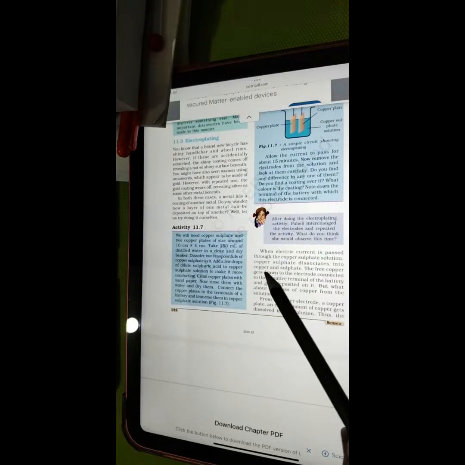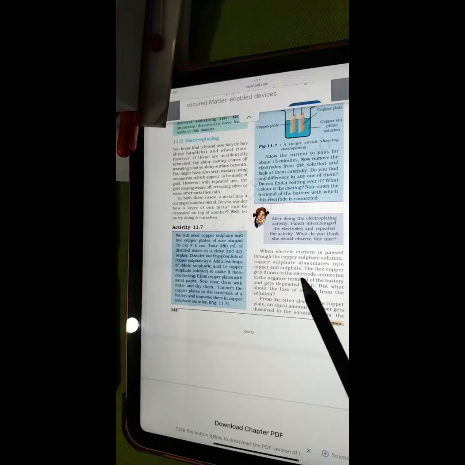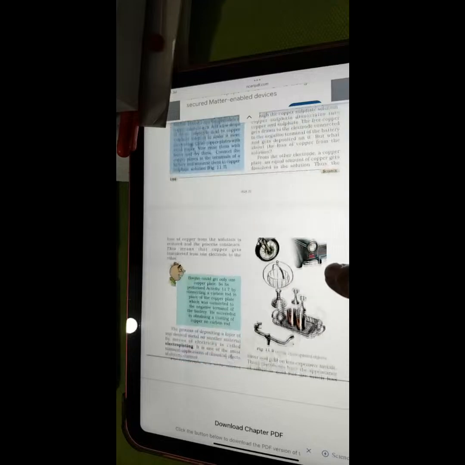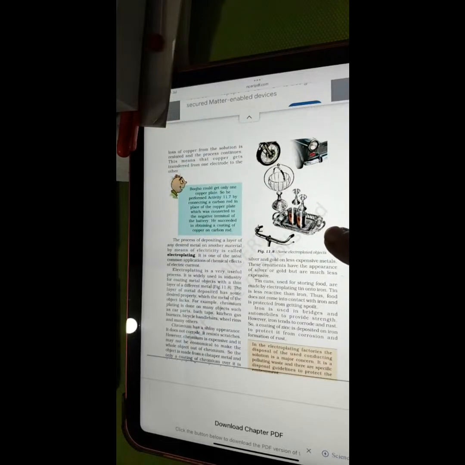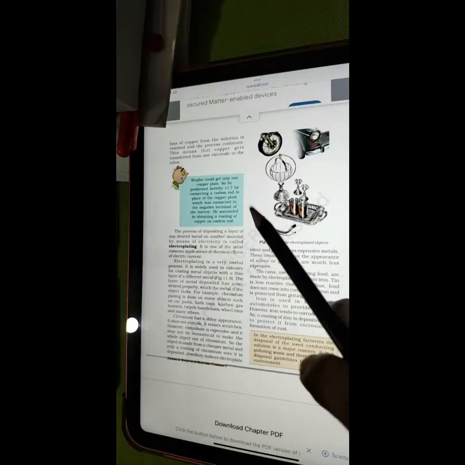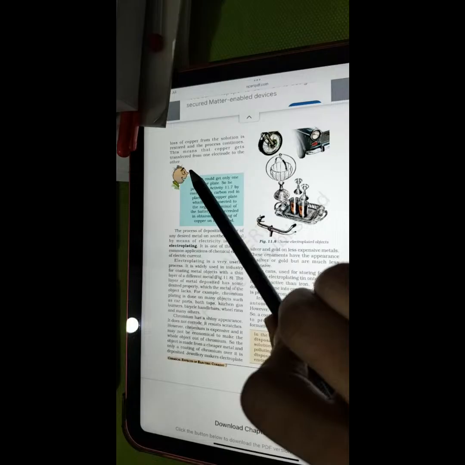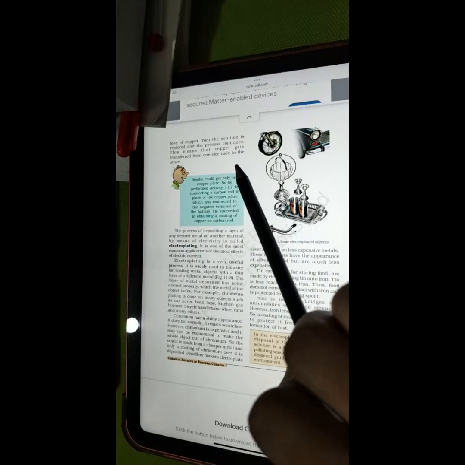When electric current is passed through the copper sulfate solution, copper sulfate dissociates into copper and sulfate. The free copper gets drawn to the electrode connected to the negative terminal of the battery and gets deposited on it. But what about the loss of copper from the solution? From the other electrode, a copper plate, an equal amount of copper gets dissolved in the solution. Thus, loss of copper from the solution is restored and the process continues. This means that copper gets transferred from one electrode to the other.